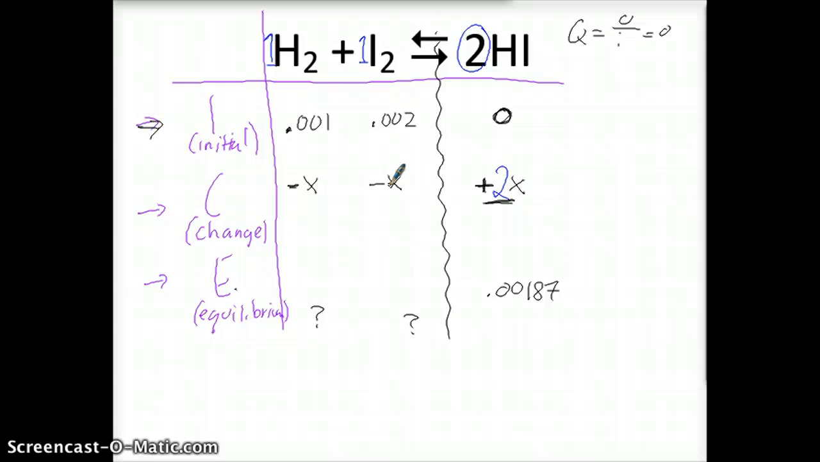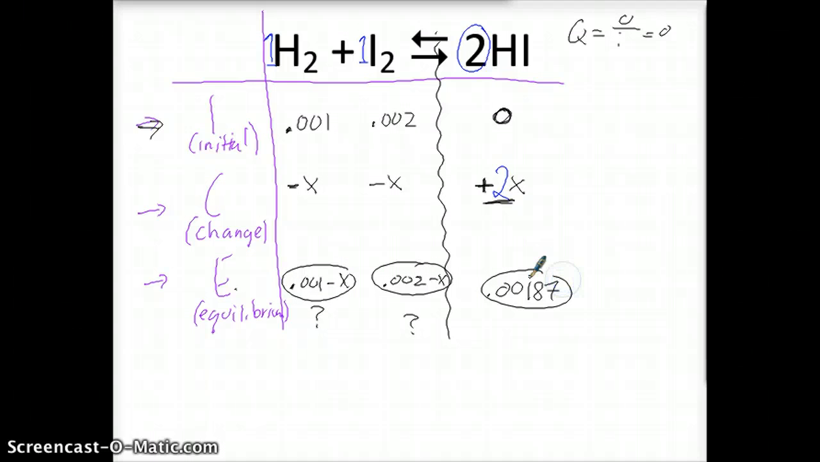So what I can now plug for the equilibrium is I start with 0.001, and I'm going to lose some concentration. So I can write in minus X. And here I can write 0.002 minus X. So now I have the concentrations at equilibrium, except I don't know what X is. Except I do, because I know over here that 2X has to be equal to 0.00187. Because we started with 0, I gained 2X, and that became equal to this.